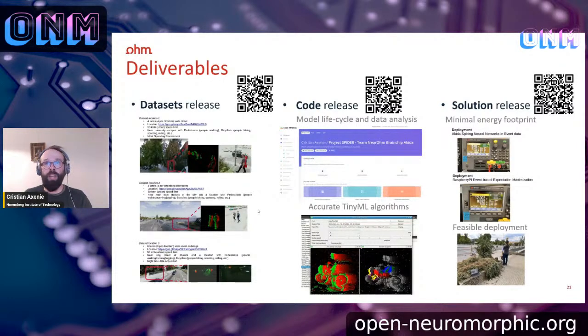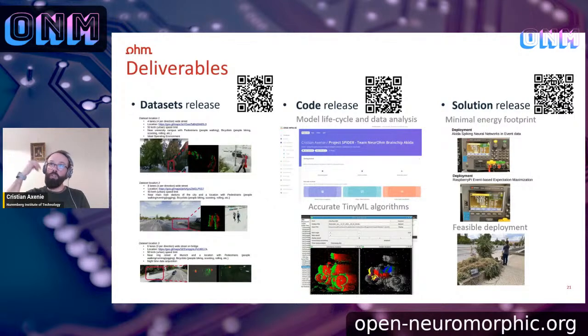Then we have the code release. You can actually check both the life cycle model where the spike neural network is and the TinyML, or the expectation maximization. Sorry guys, I just saw the question in the comments right now. I was in the private chat. Sorry guys, I will just take it at the end.